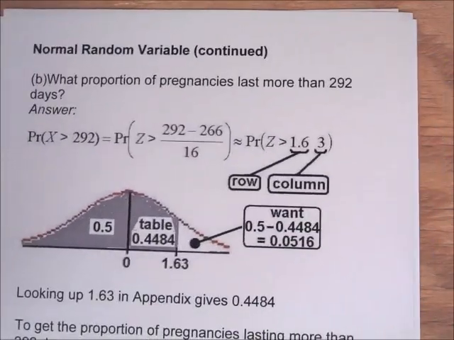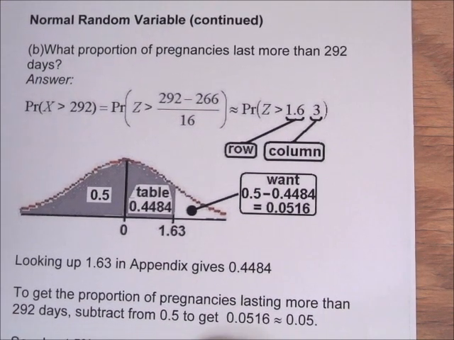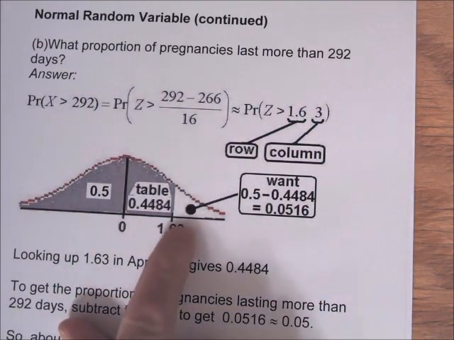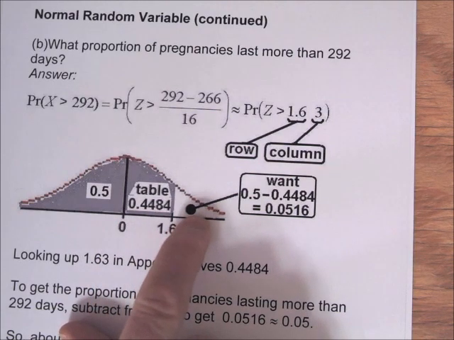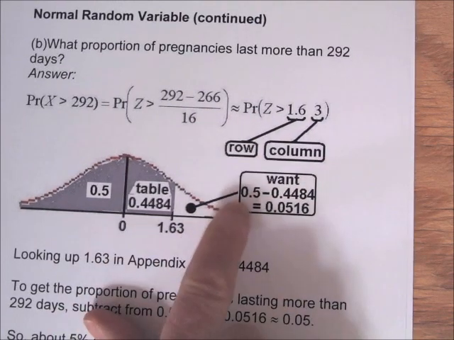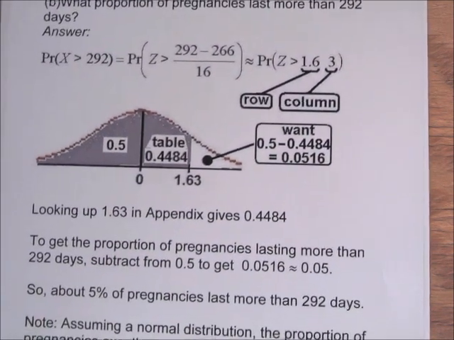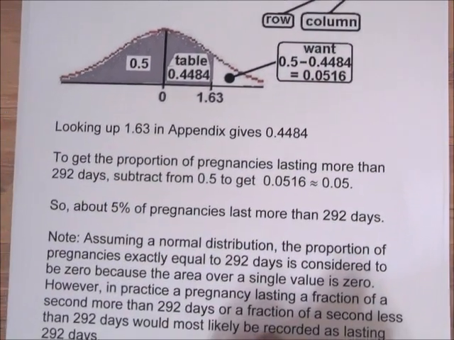Example 1b: what proportion of pregnancies last more than 292 days? It's going to be the same z-score, except we have a greater than symbol here. What's in our table is this shaded area here that's between 0 and 1.63. What we want is the z-scores to the right of that. So it's going to be 0.5 minus the table value, 0.5 minus 0.4484, and that's 0.0516. That's approximately 5%, rounded off 0.05, so approximately 5% of the pregnancies last more than 292 days.